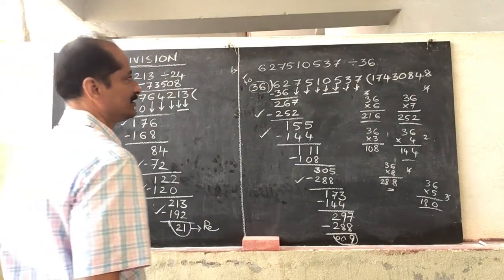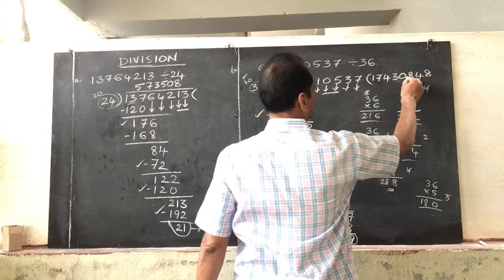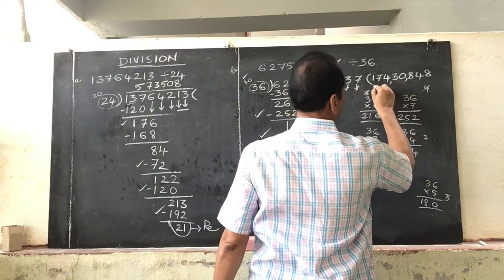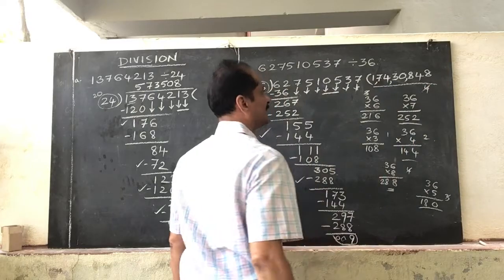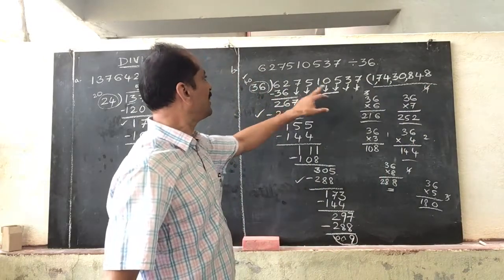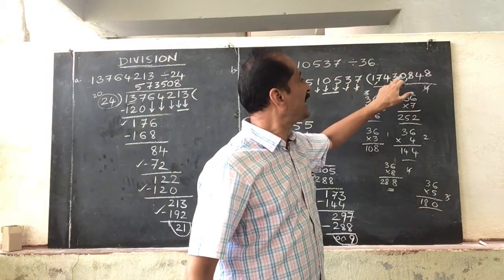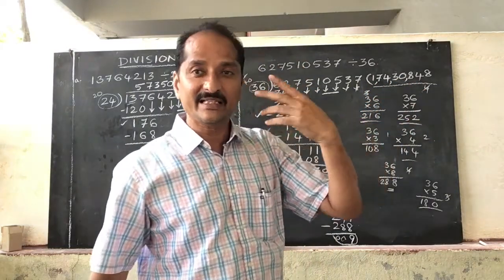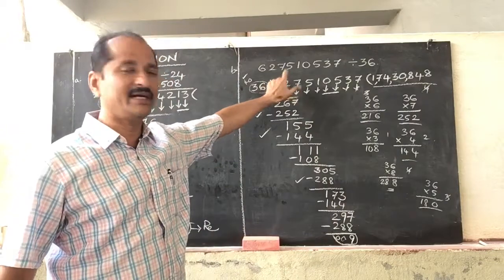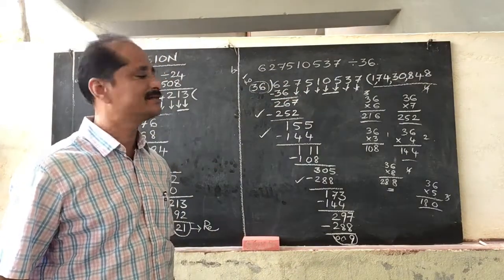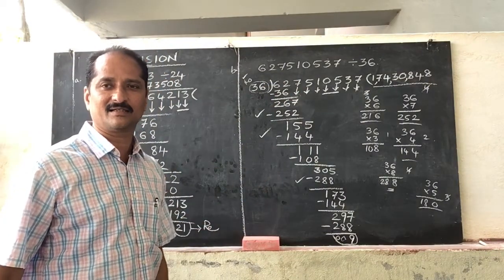So the quotient is in units, thousands, lakhs, crores. That means in this number, how many 36s are there? 1 crore 74 lakhs 30,848. That many 36s are there in this number. Okay, understand? In this way, easily you can calculate.